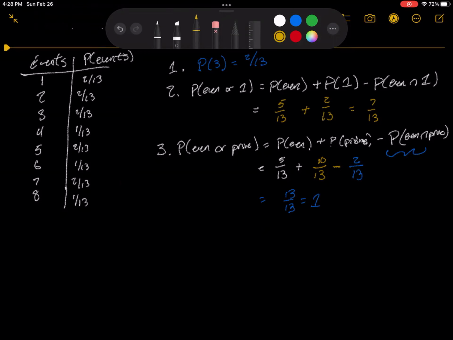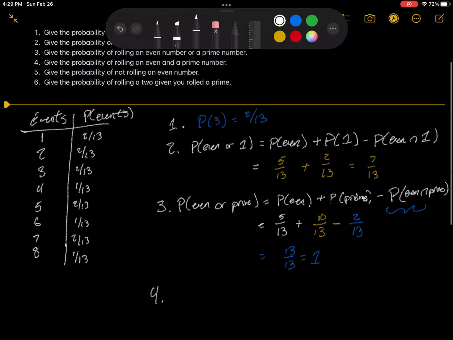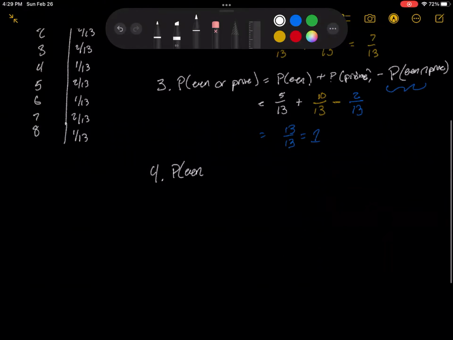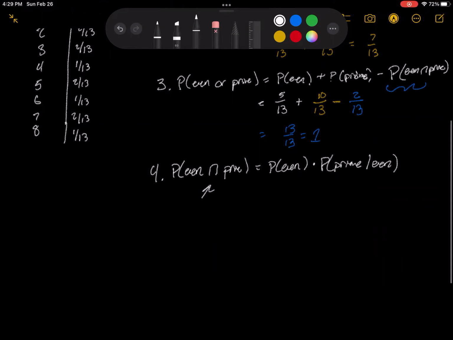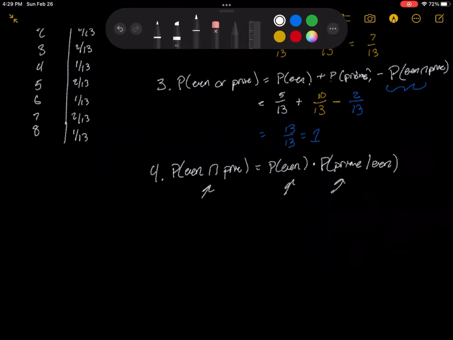All right. Number 4. What does this say? Give the probability of rolling an even and a prime number. So the probability of being even and prime. By the equation, this is going to be the probability of being even times the probability of being prime given that you were even, right? Because you're even and you're prime. So what's the odds of you being even? And then if you're even, what are the odds of you being prime? Right, I need both of these things to happen.